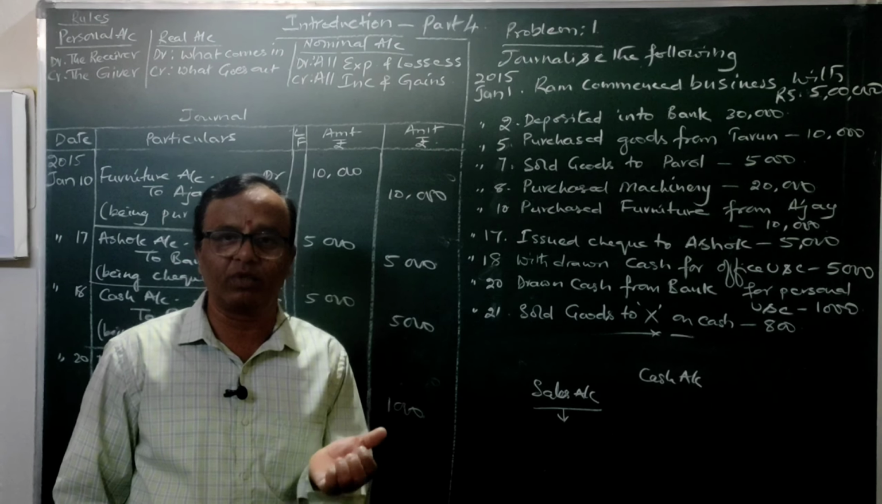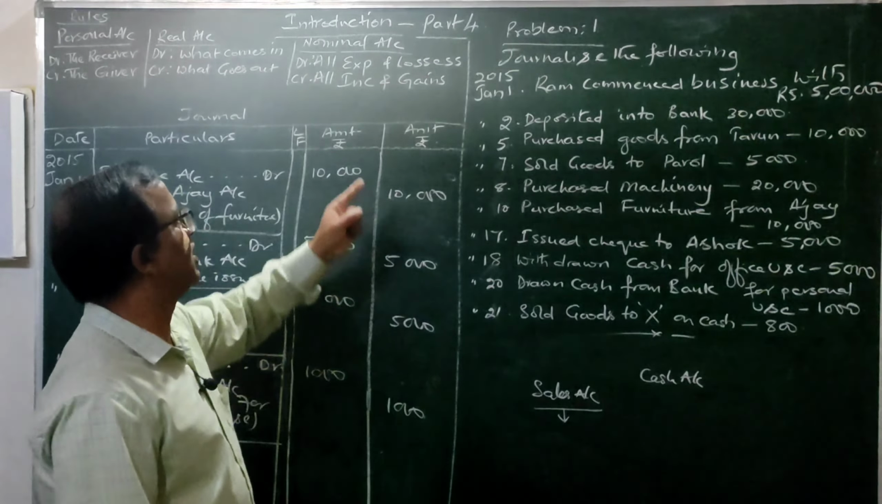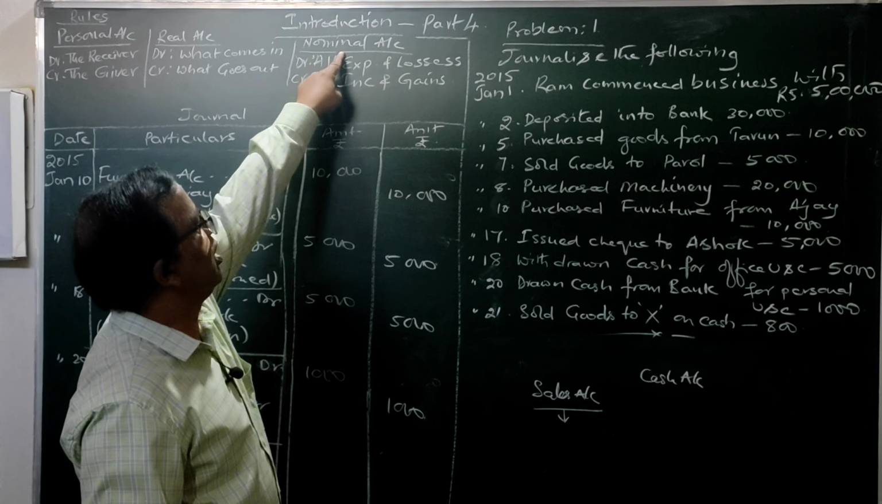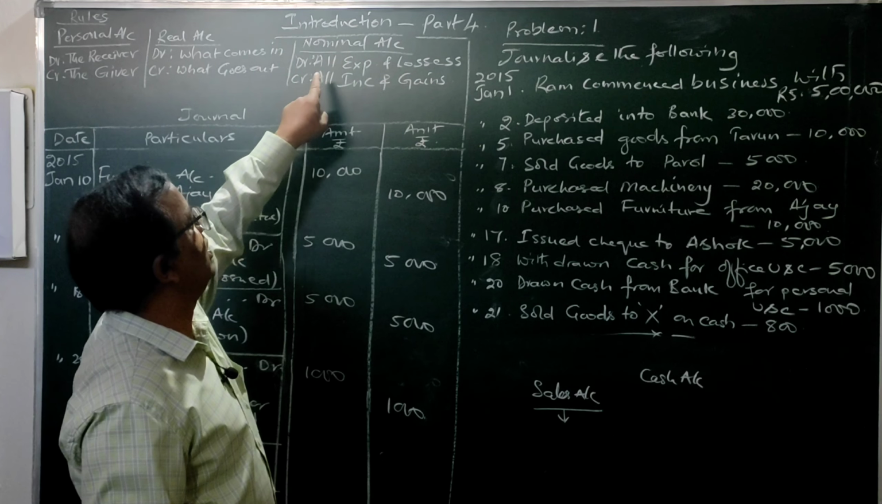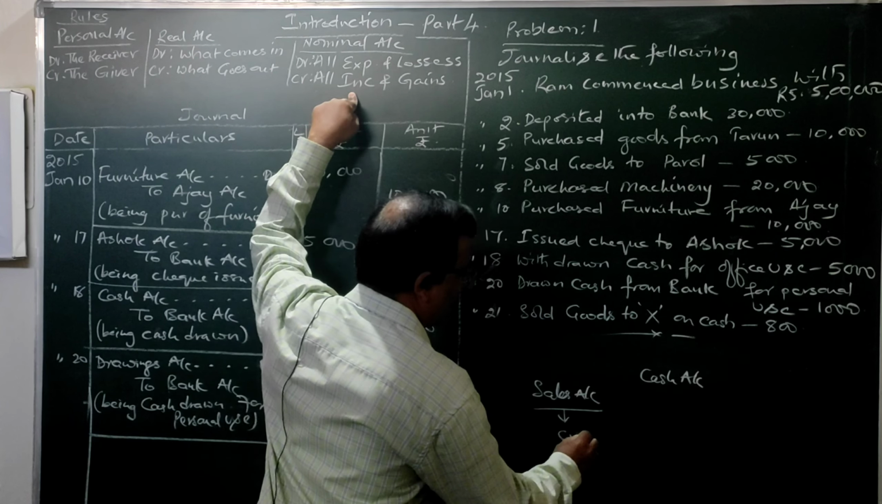Sales are nothing but incomes to you. Sales are income because sale of goods is represented by sales account. Since it is an income, which account is it? It is a nominal account. According to the nominal account rule, credit all incomes and gains. So since it is an income, we should credit sales account.